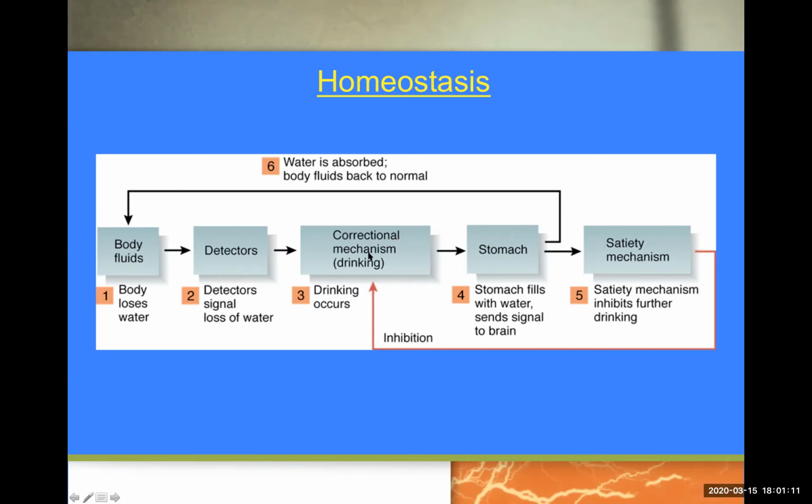We do that by drinking, right? We take in more water when we are thirsty. So somewhere in the body, there's a detector. It says, hey, I've lost some water. Here's my behavioral response: I'll drink. And then you get a feedback mechanism.